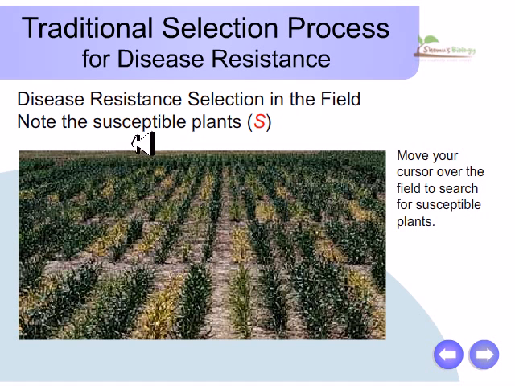For example, here the susceptible plants are denoted with S and their color is yellow. So these are all the susceptible plants, but these green plants are the resistant plants. So what we will do is separate these resistant plants from the diseased plants.